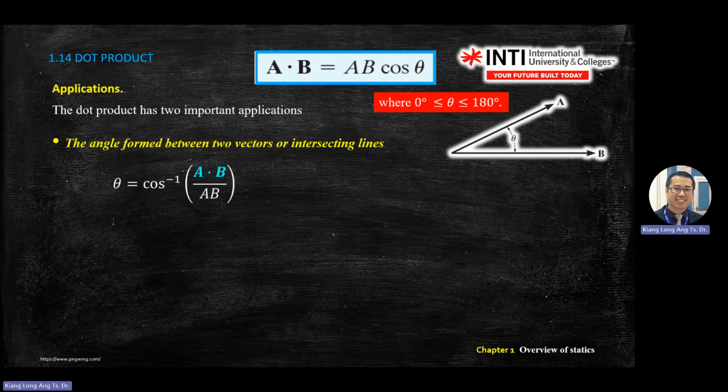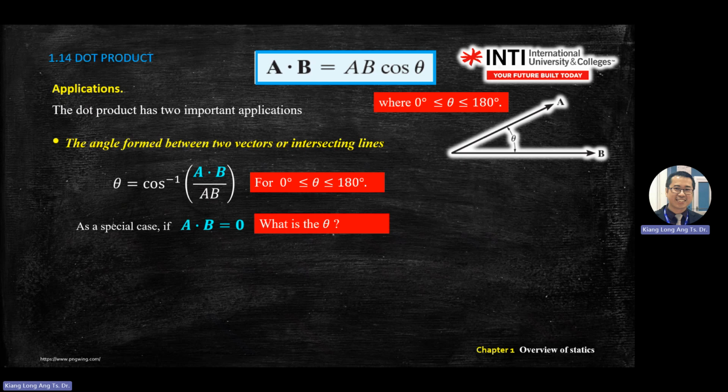Okay. So this one is from the equation A dot B equal to AB cos theta. You just need to rearrange it. So cos theta equals A dot B over AB, and theta equal to the inverse cos. So again, angle, we still stick with 0 to 180 degree, anti-clockwise. So if A dot B equals 0, what is the angle? 90 degree.